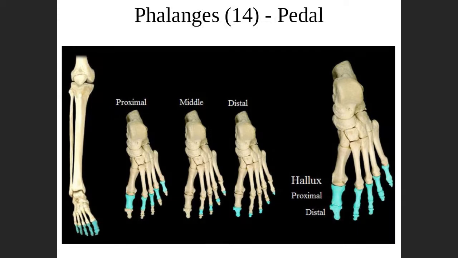So if we look here, you can see all 5 digits have a proximal phalange. All 5 digits have a distal phalange, even number 5, really tiny. And then only digits 2 through 5 have a middle phalange, or phalanx. You cool with that? And then if we look at the big toe, the hallux, that has a distal phalange and a proximal. All right, let's do some labeling.